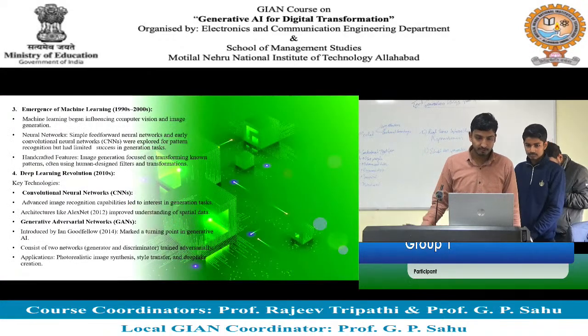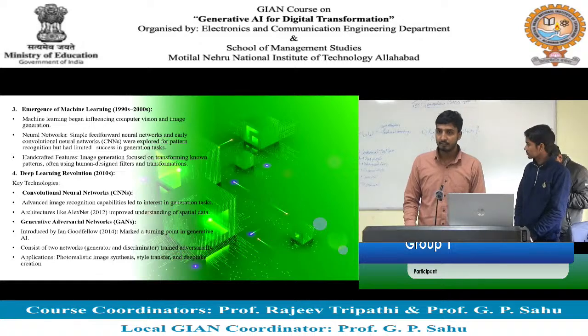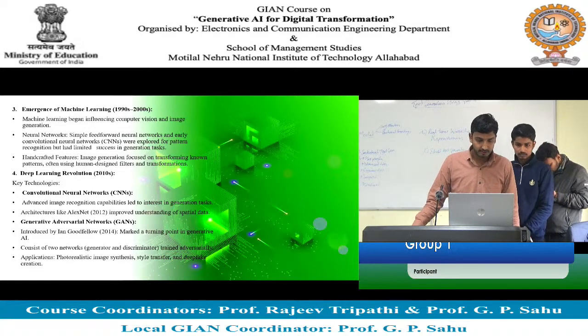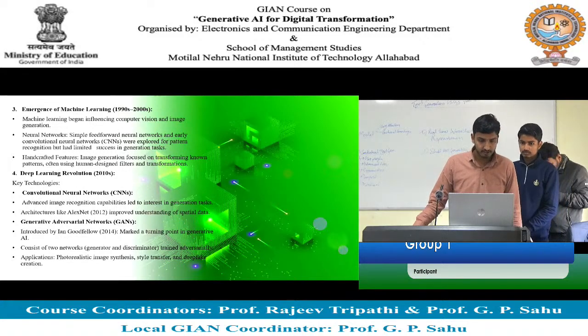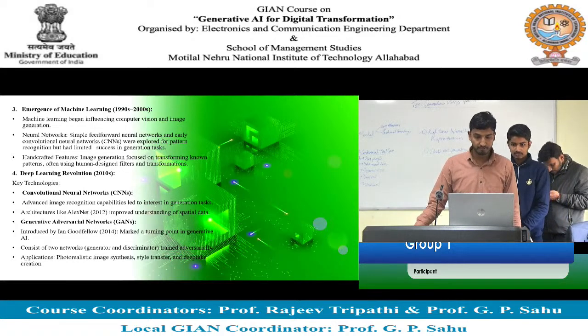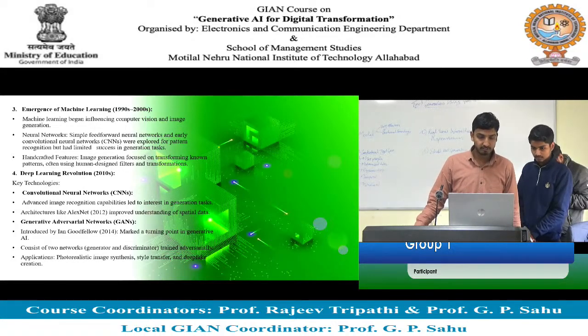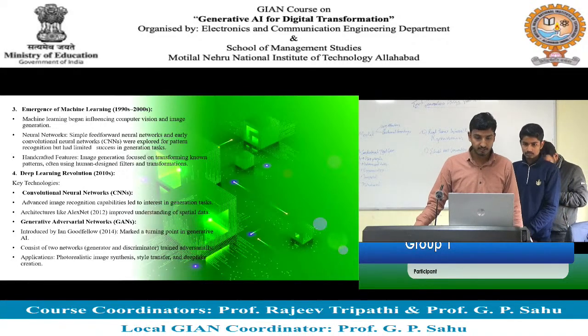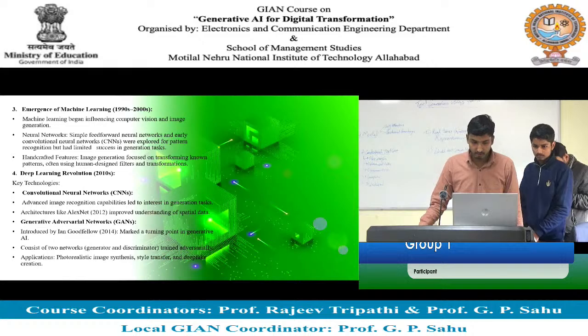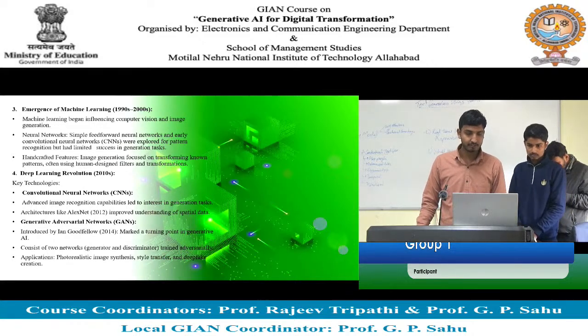Now, the emergence of machine learning was the second most important step before deep learning came. It was in the 1990s to 2000s when machine learning began to influence computer vision and image generation. Simple feed-forward neural networks and early convolutional neural networks were explored for pattern recognition, but had limited success in generating tasks. Image generation focused on transforming known patterns, often using human-designed filters and transformations.